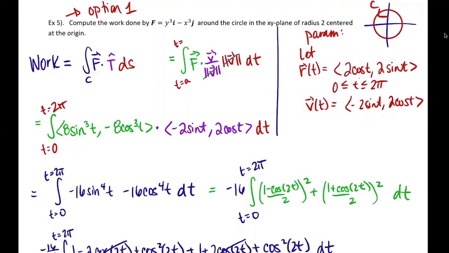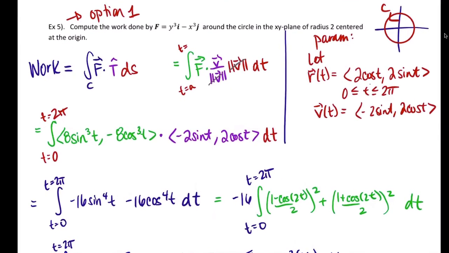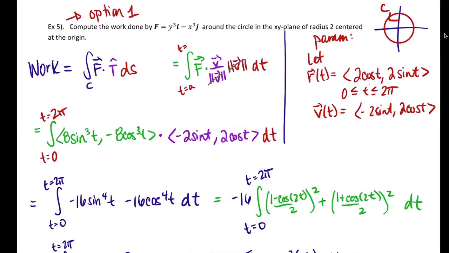Okay, and then here is option 1, which would be to actually do it the long way by parametrizing. And in this case, I'm going to parametrize the circle. The easiest way to parametrize that is just to use cosines and sines. And then I'm literally just plugging in, rewriting my vector field in terms of my parameterization, which is right here. And then I have my v, and my Jacobian cancels with the speed here, so I just have v dt, and I expand it out.